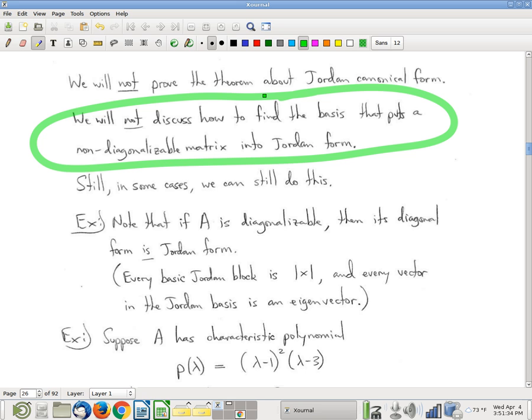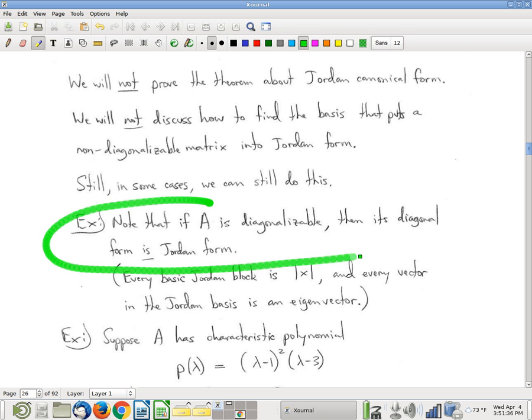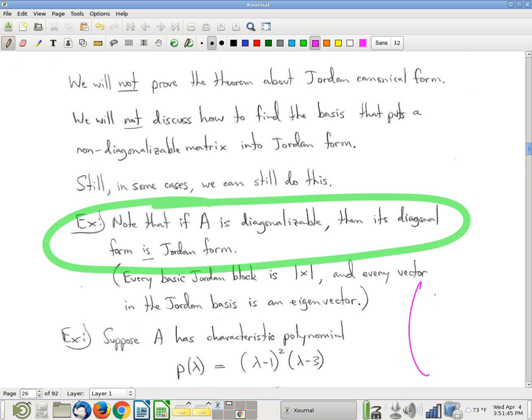Okay. All right. So first example along these lines, note that diagonal is Jordan form. It's a special case, but it totally works. So, for example, here's a diagonal matrix. That is a Jordan form. Now, I did, of course, group these eigenvalues together. There's the first eigenvalue block. Here's the second eigenvalue block. And the basic Jordan blocks are all one by one basic Jordan blocks.